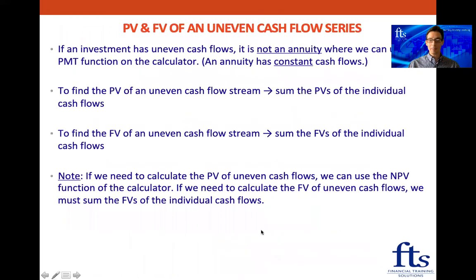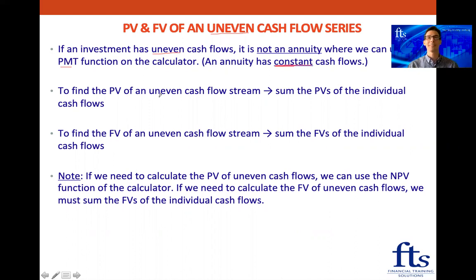Fantastic. Right, now this is the last thing we need to look at in our time value of money, and that is the present value and future value of an uneven cash flow series. So if an investment has uneven cash flows, then it's not an annuity anymore, where we can use the payment function on the calculator, because remember, for the payment function, we have to have constant cash flows. We need the same amount every time. So if we don't have the same amount, then we can't use the payment function.